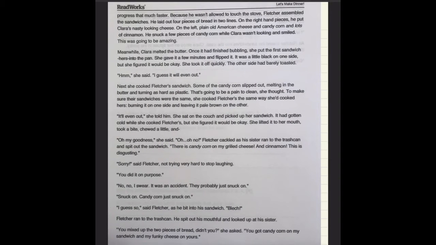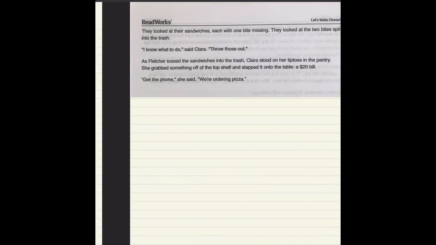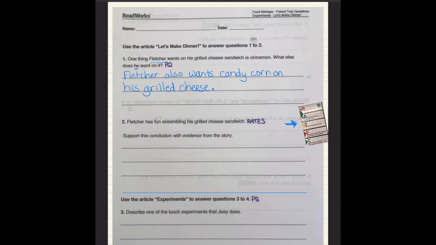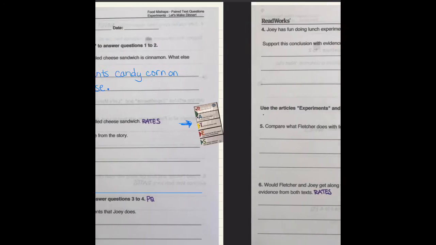And I am noticing in this paragraph here that he snuck a few pieces of candy corn while Clara wasn't looking and smiled. Oh, he's enjoying it. This was going to be amazing. So he's very excited about what he's cooking. So I think that is my evidence right here for number two. So I'm going to use that to help me construct my response. So like I said, this is not very much space for number two, so I'm going to put my answer on notebook paper.